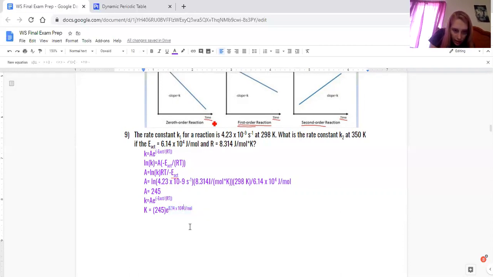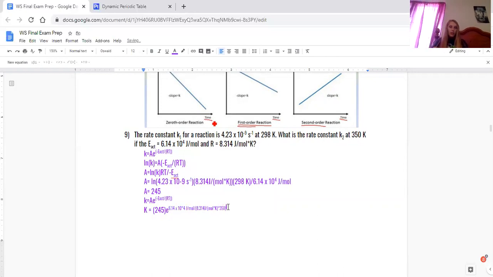All right, so we have our energy of activation divided by our RT. So R is still going to be this right here. Sorry. Right? Times RT value, so 350.